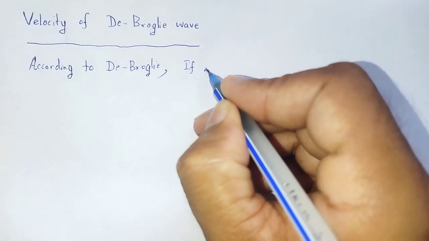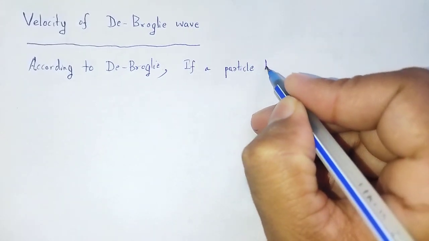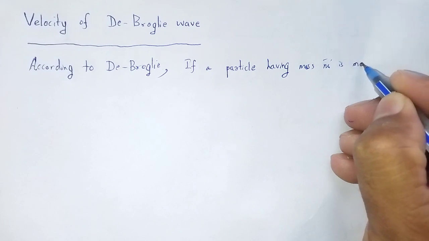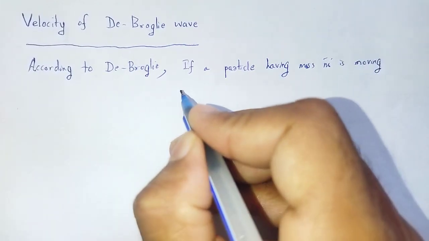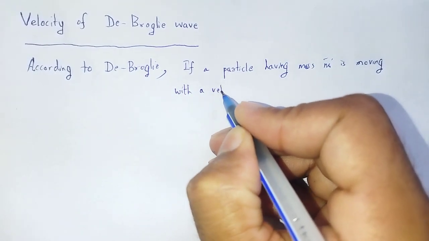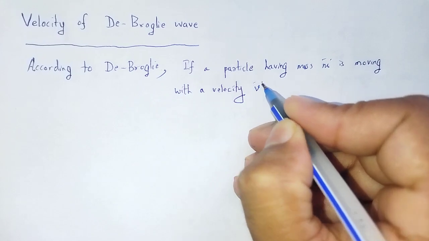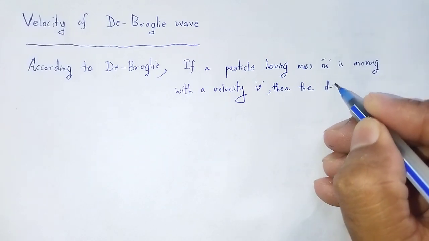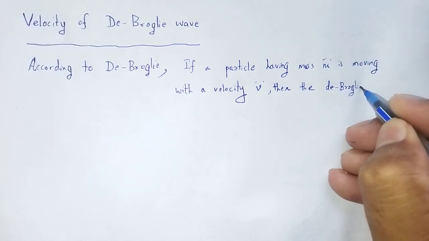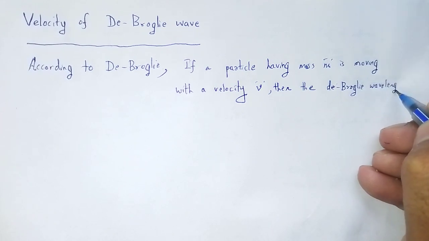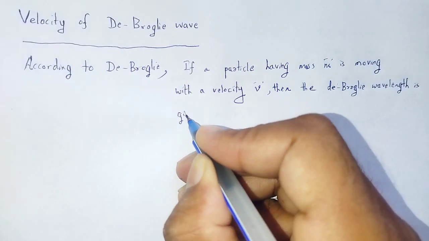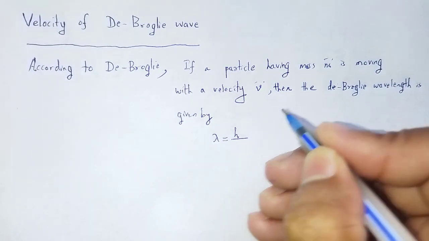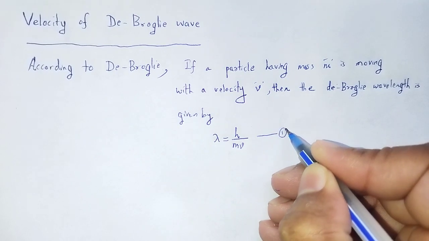if a particle having mass m is moving with a velocity v, then the de-Broglie wavelength is given by lambda is equal to h divided by momentum, mass into velocity. That is equation number 1.